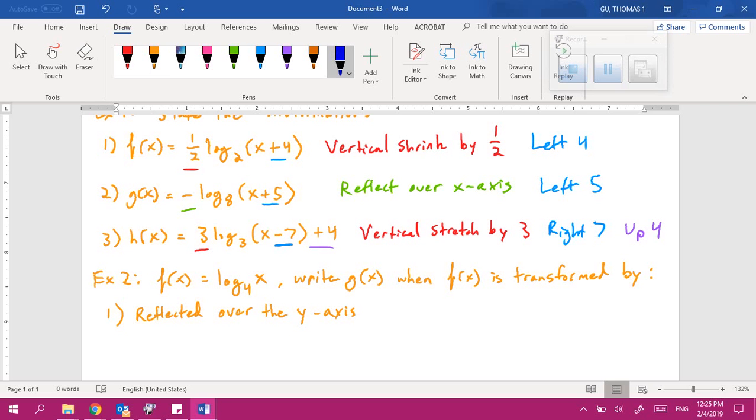Does anybody know what this one would be? Any volunteers? How would you start it at the very beginning before you even write log? f of x. Not f of x, that's the original. Oh, g of x. g of x, and then equals log. And then parentheses. What happened to the base? What's the base? Oh, 4. Right, log base 4 because our original was log base 4. And then parentheses, negative x. Negative x. Perfect. There it is. That negative sign applied to the x tells us that it's being reflected over the y-axis. So you've written the equation correctly. Very good. Next problem then.